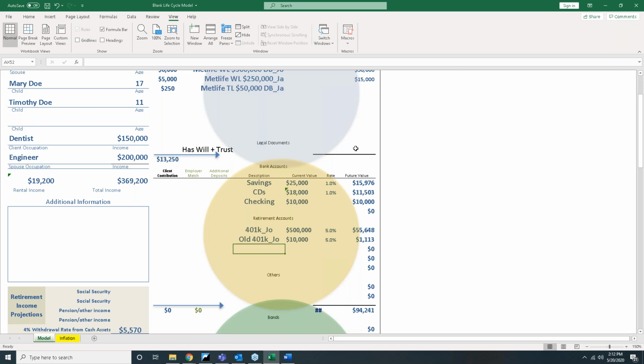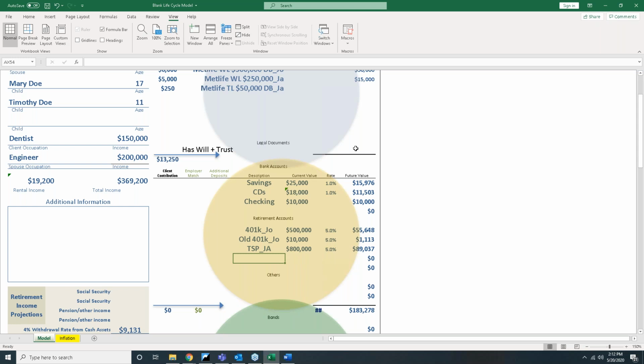So now we'll put the accounts for Jane. So what we'll say is she has a TSP, which is a Thrift Savings Plan, which most federal employees have. And so we'll set TSP underscore JA. We'll say she has $800,000 in there, 5%.